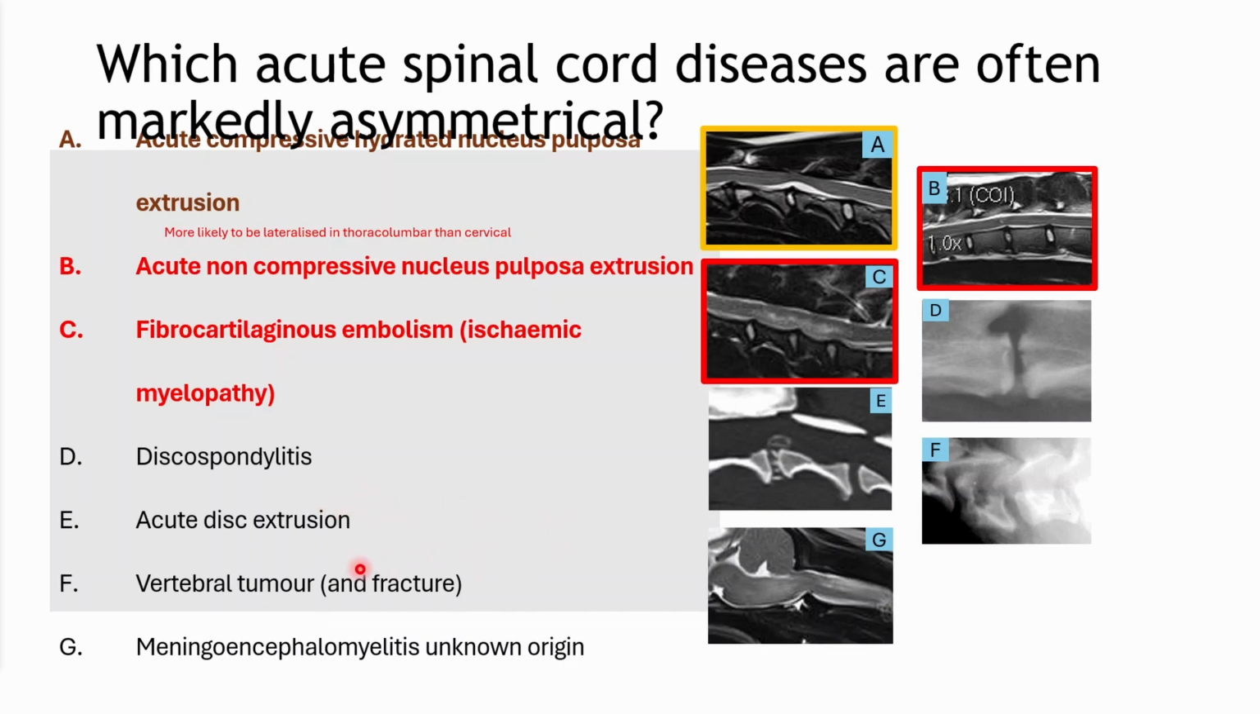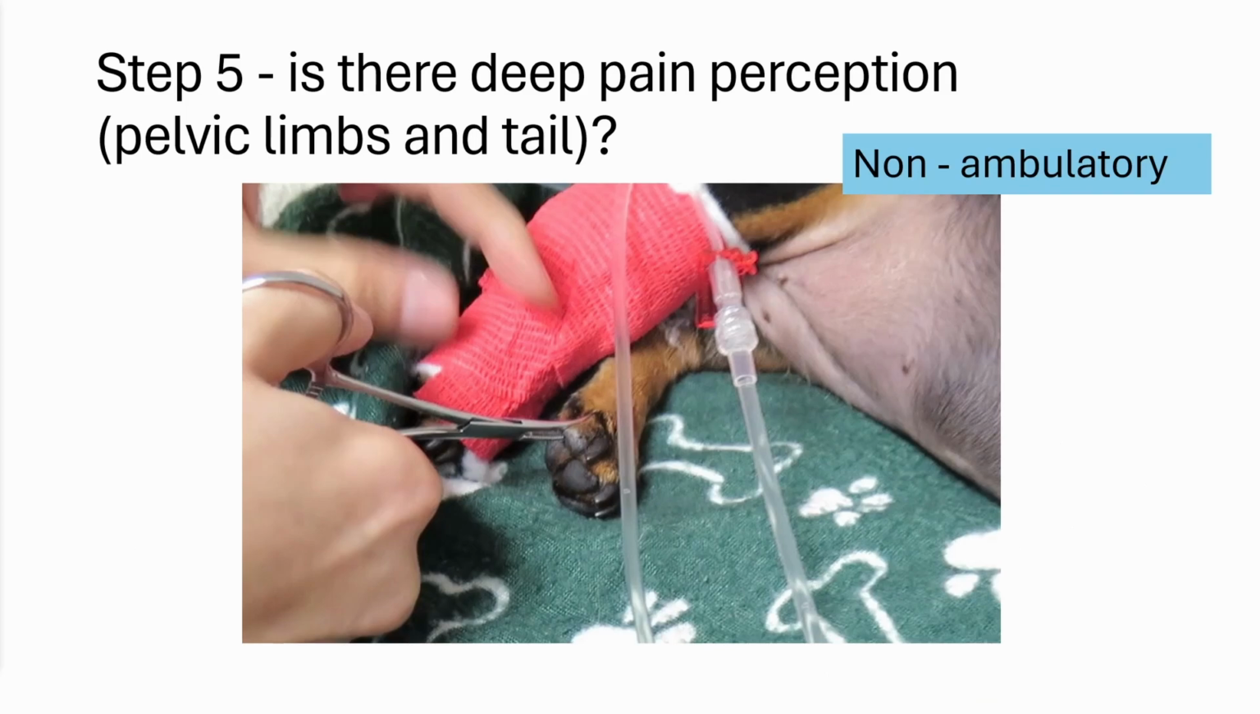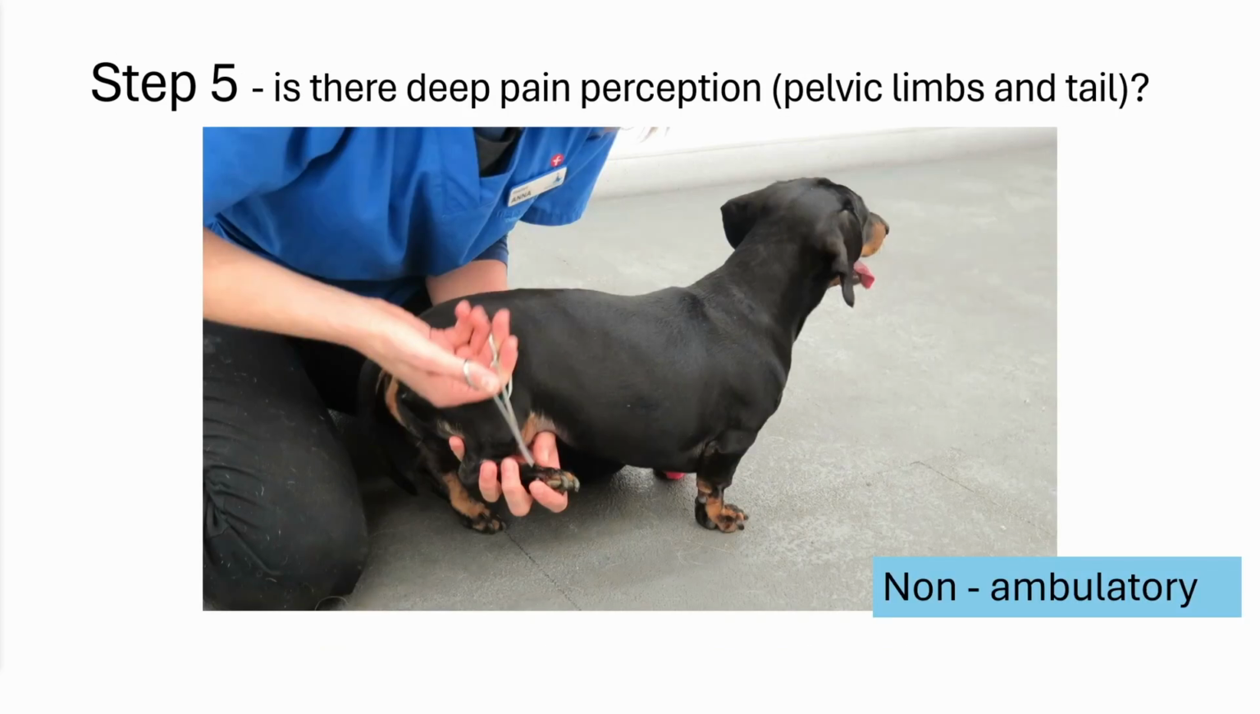It's a vertebral body disease. And vertebral tumour and fracture usually would affect both sides. Meningoencephalomyelitis can again be lateralised, but not markedly so. So if the dog is non-ambulatory, our next step is if there's deep pain perception or not.